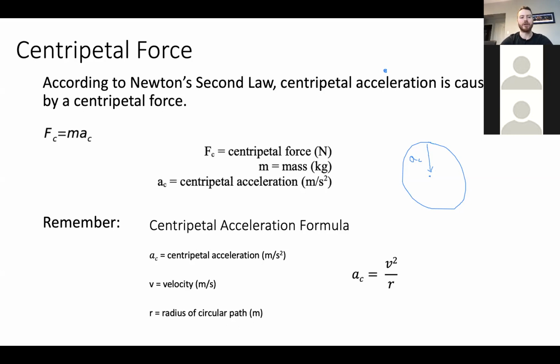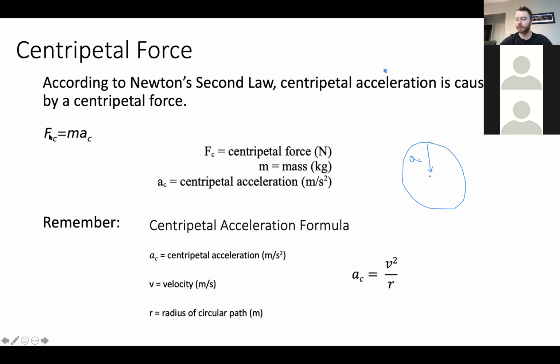Now, according to Newton's second law, when we have an acceleration, we must have a force. In this case, the centripetal acceleration and the centripetal force both point to the inside of the circle. So if we know the centripetal acceleration, using this formula right here, a_c, centripetal acceleration, is equal to v squared over r, and we know the mass of the object that's rotating, we will be able to calculate centripetal force.